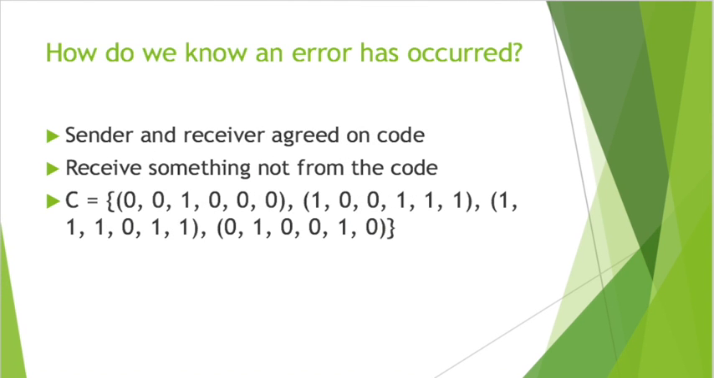We know an error has occurred when we receive a word that is not part of the agreed upon code. If we agree on the set C as all possible codes, yet we receive 0, 0, 0, 0, 0, 0, or 6 zeros in binary, we know there is an error somewhere. Since those 6 zeros differ from an agreed upon code word by only one place value, and if we know the message only has one error, we know the original code word was 0, 0, 1, 0, 0, 0. This thought process is captured by the use of the Hamming distance.